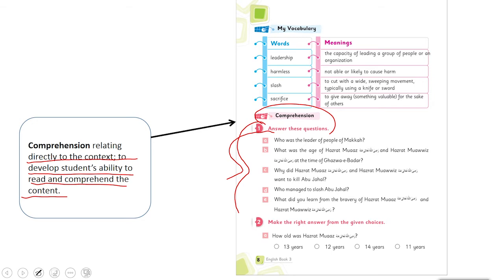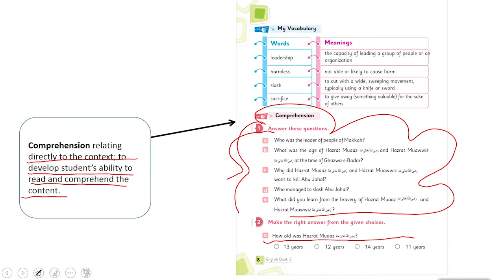See, these questions are asked from the lesson you have read. So if you read the lesson properly, you can answer them easily. Multiple choice questions are asked. We have 4 options here for each question. You have to choose the right one for each question. That's why these are called multiple choice questions.